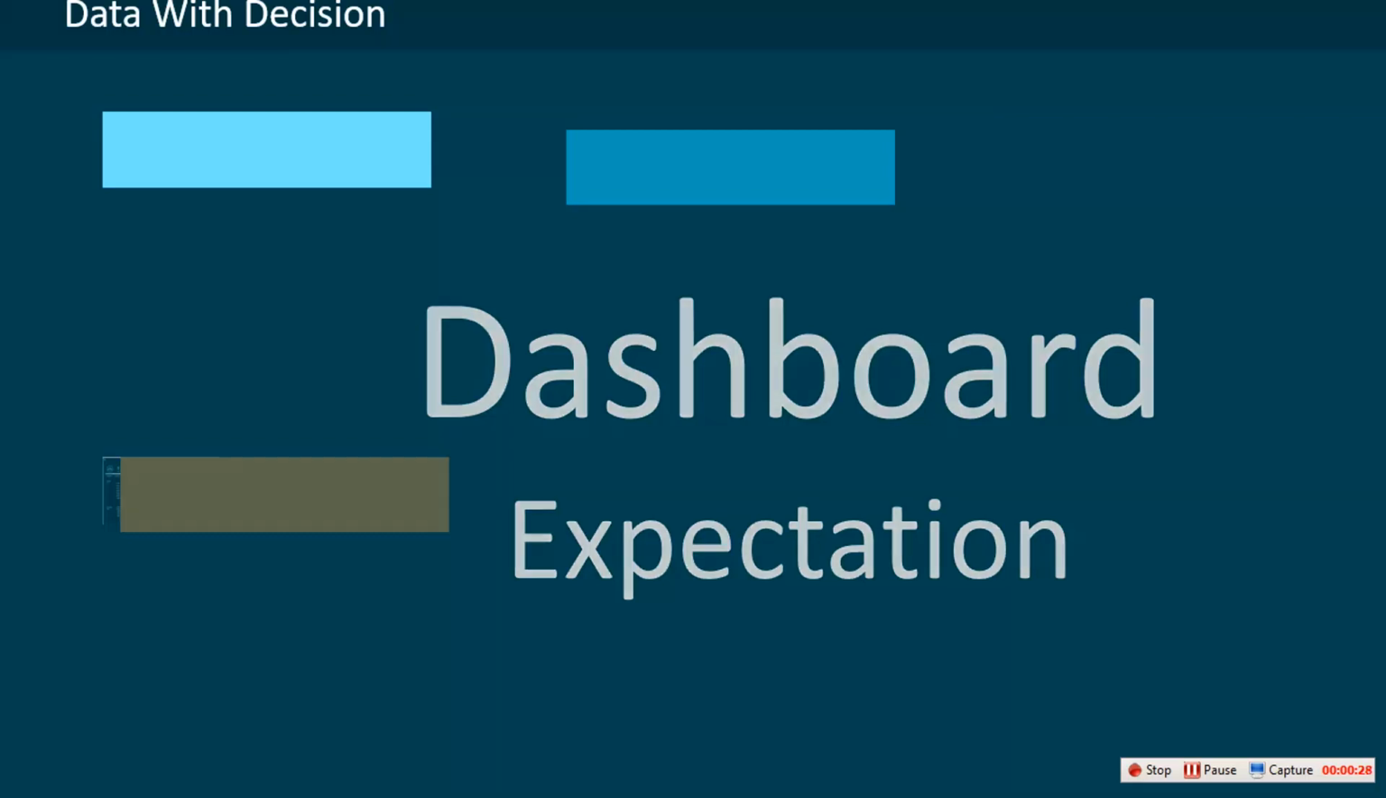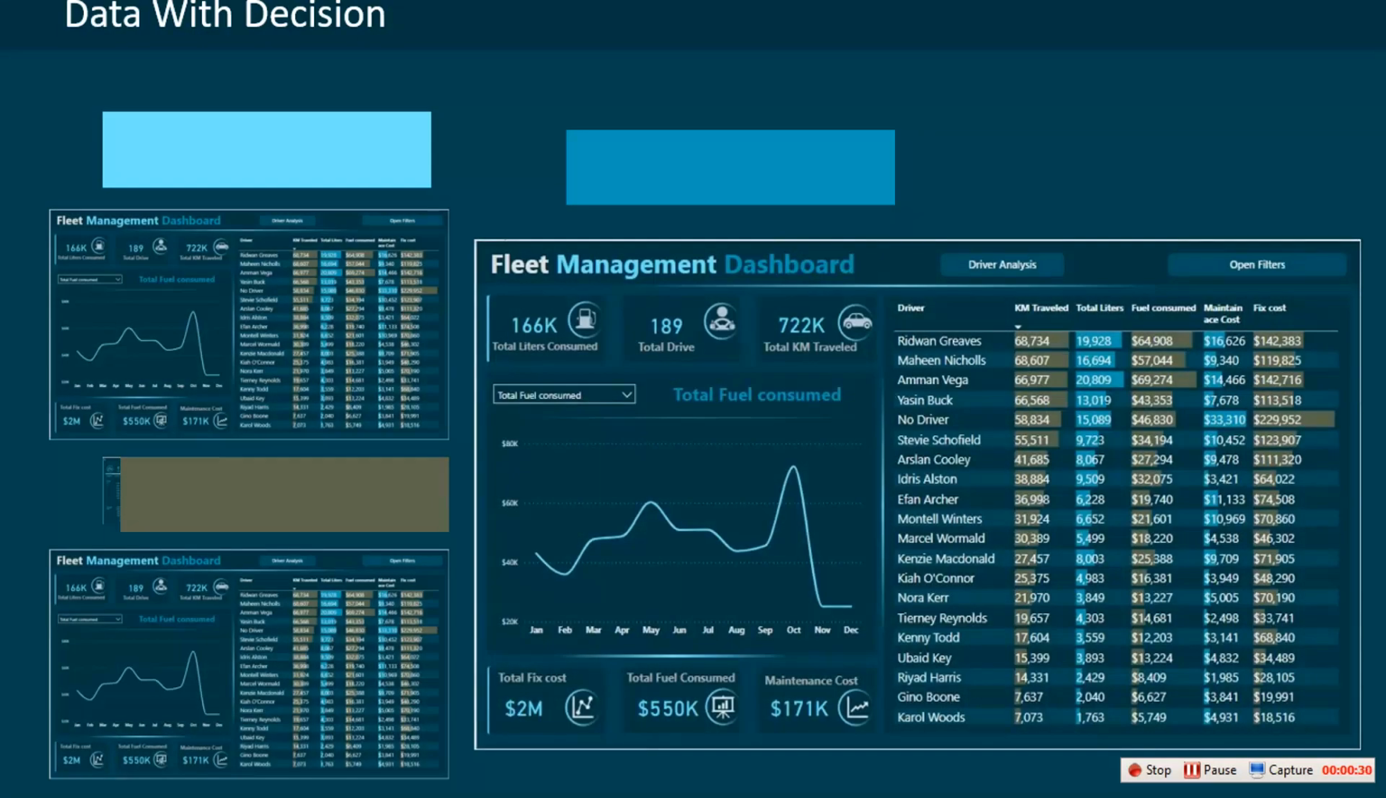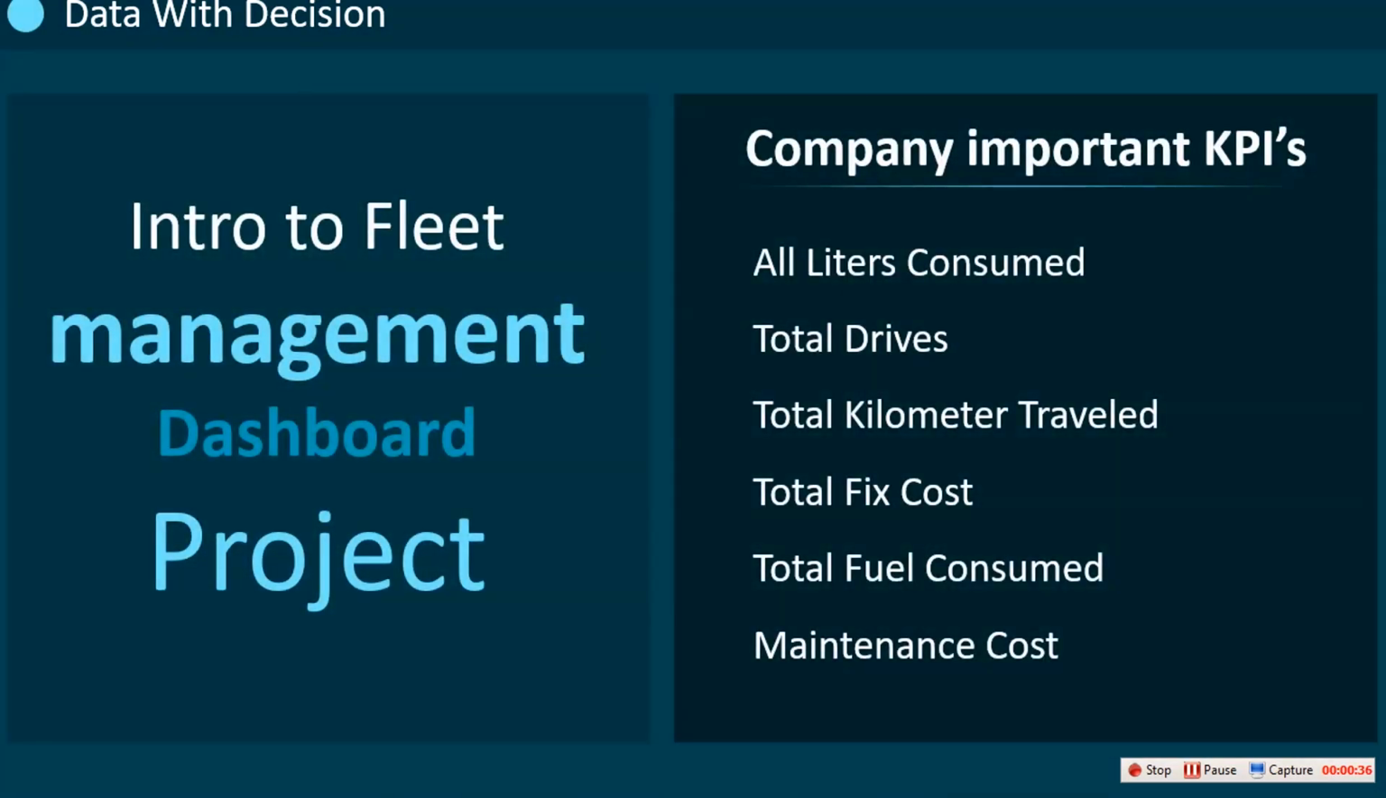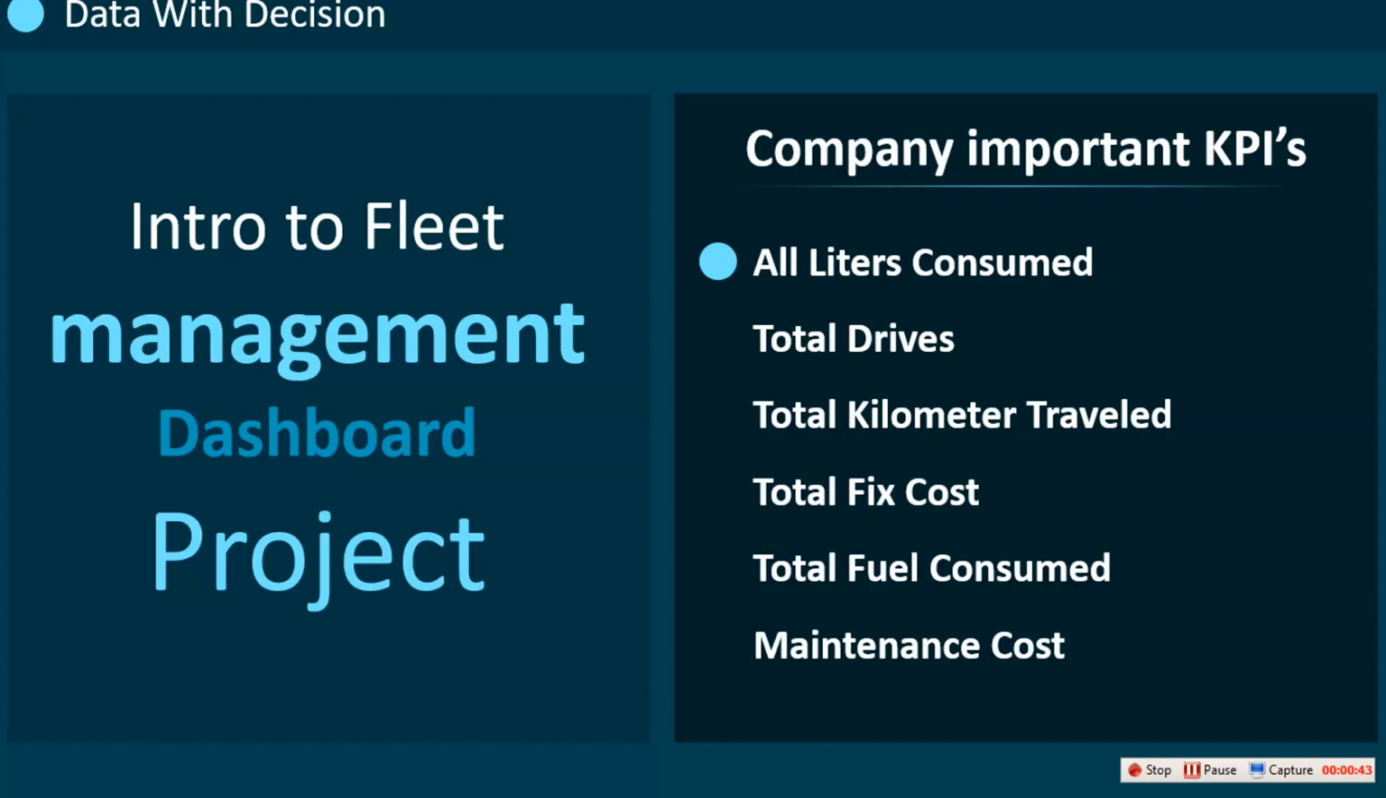In order for us to create a dashboard that looks like this, we need to understand what the client wants. So let us look at a couple of KPIs we need to track. The very first ones right here are all liters consumed, total drives, total kilometers traveled, total fixed cost, total fuel consumed, and maintenance cost.